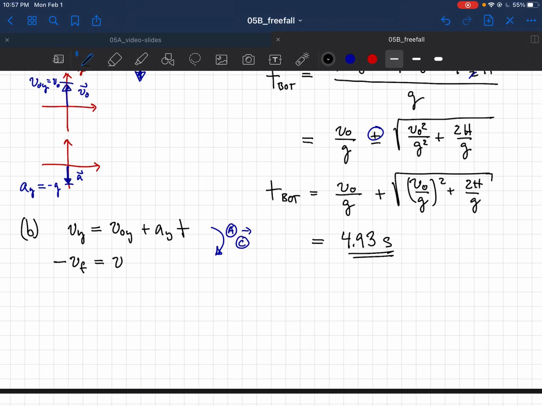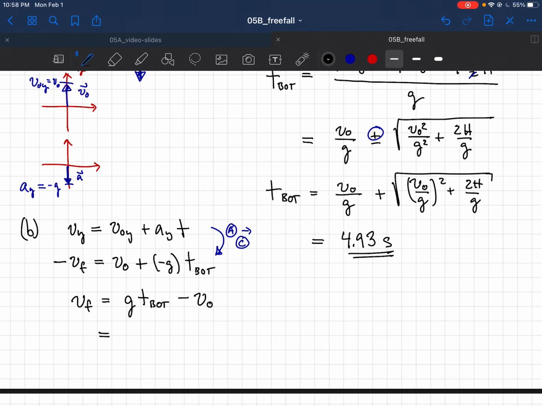V naught y is equal to just v naught. And a y, well, a points downward, so it's written as minus g. And then t is the same t we had before, t bottom. So now we can solve. We're interested in actually the magnitude of the final velocity, so let's just multiply the whole equation by minus 1. So that becomes v final is equal to g t bottom minus v0.